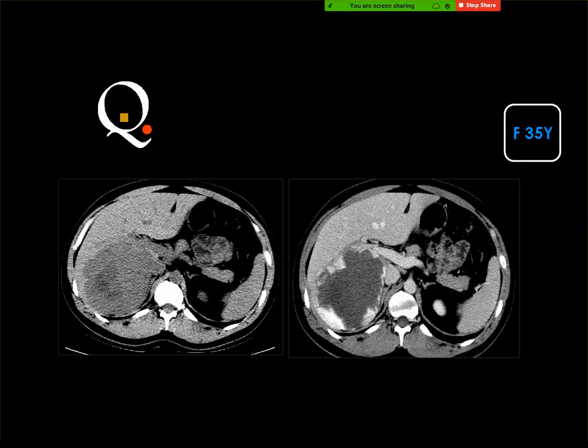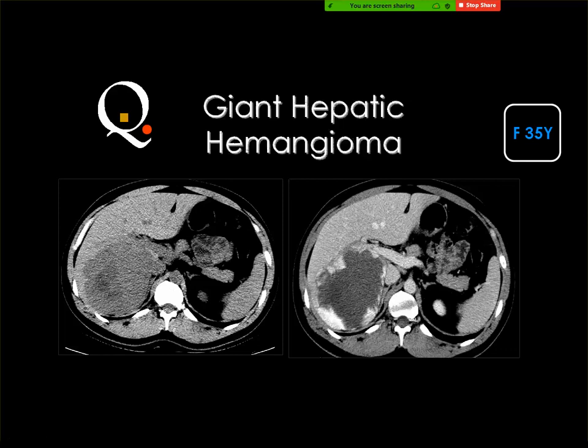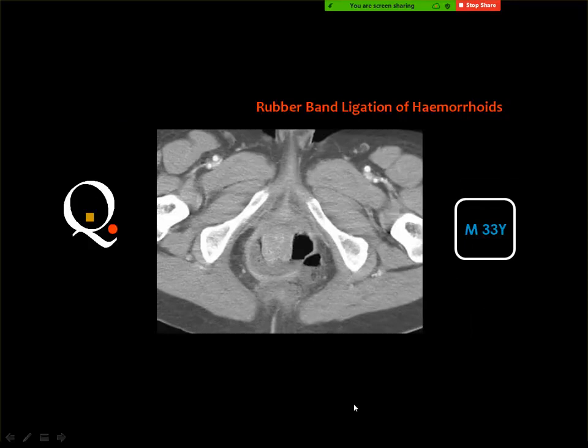Giant hemangioma. Yes, and this is a giant hepatic hemangioma showing the classic peripheral nodular enhancement, and the size of the lesion is more than 6 centimeter. And you know that the giant hemangiomas contain central area of thrombosis, which do not usually fill with contrast even in the delayed films.